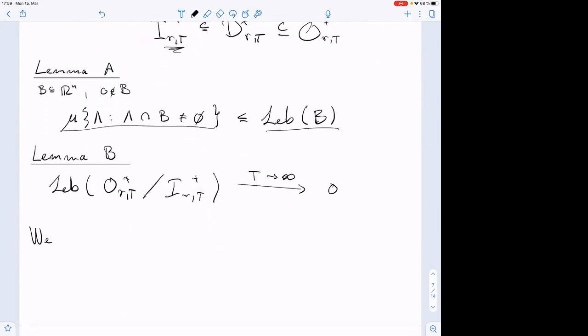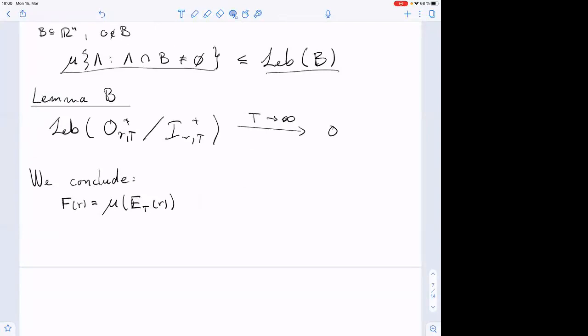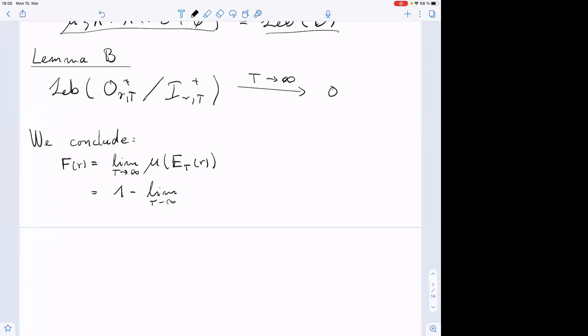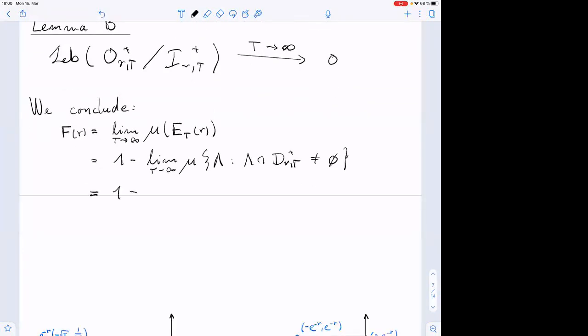So let me write that as a conclusion here. We conclude that f of r, which was the measure of ETR in the limit, I forgot the limit. And so that's equal to 1 minus, because we did this trick with the complement, we get 1 minus the limit of mu on the lattices that intersect DRT plus non-empty. And what we have just shown now is that we can replace DRT plus with IRT plus.